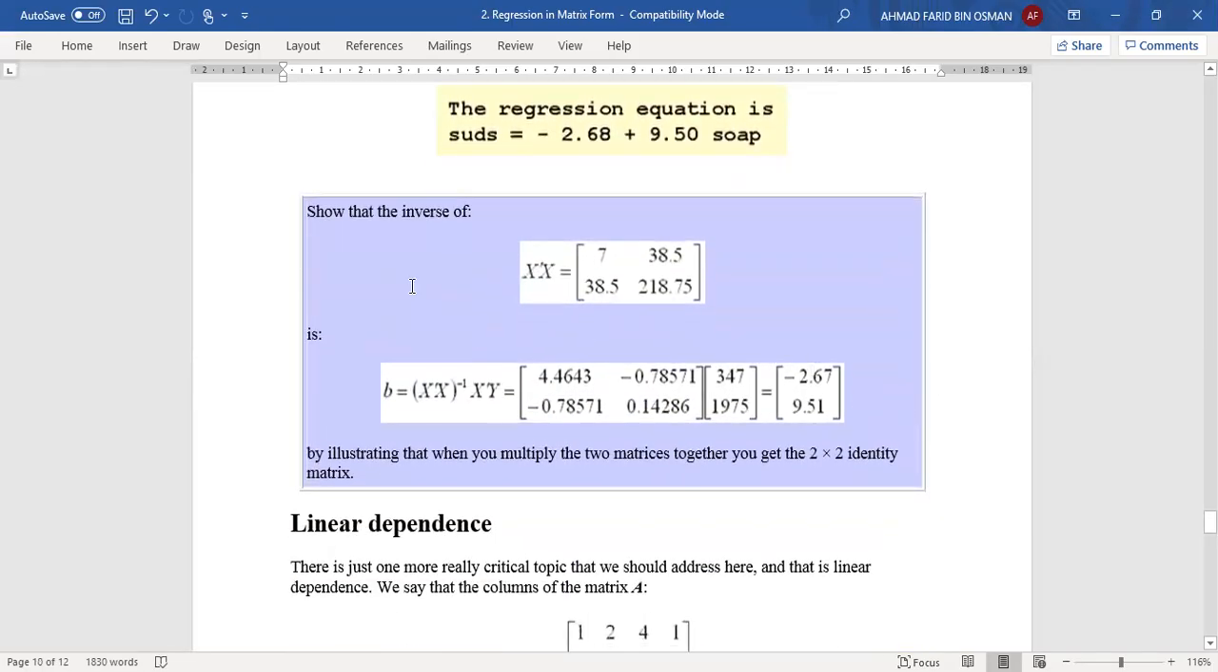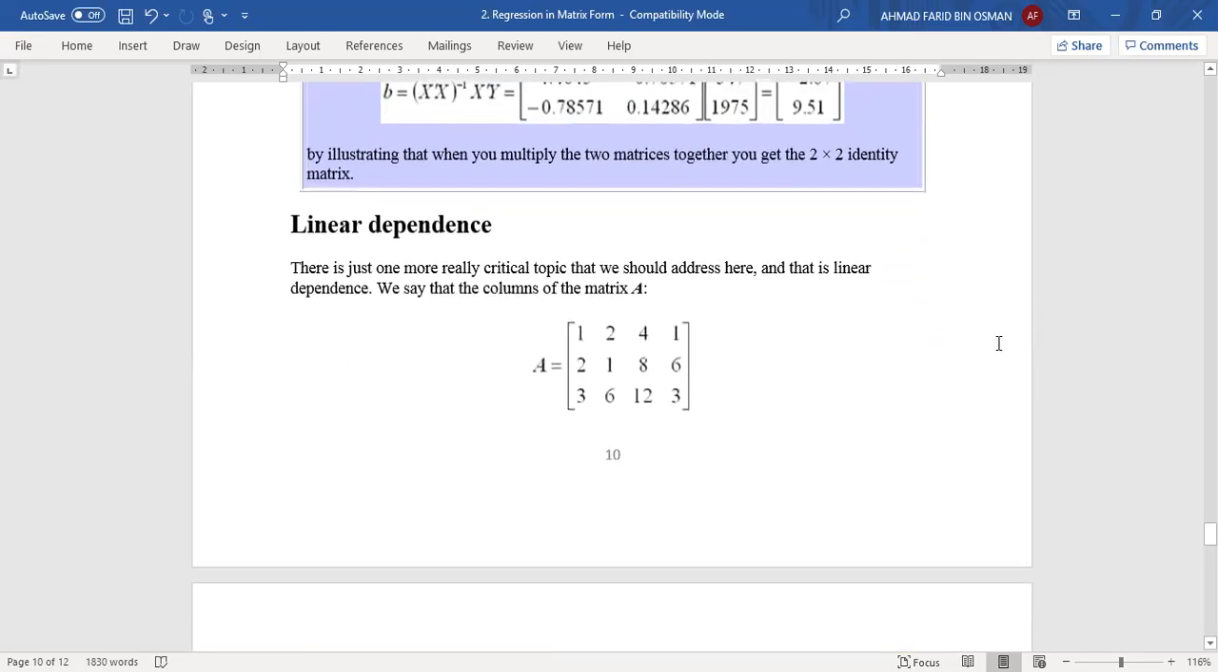Okay, so exercise one: show that the inverse of this is this one, by illustrating that when you multiply the two matrices together, you get the 2 times 2 identity matrix. So if you multiply x transpose x and the inverse of x transpose x, you should be able to get the identity matrix.